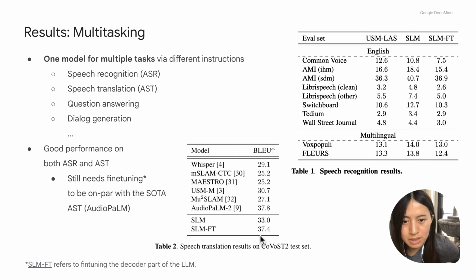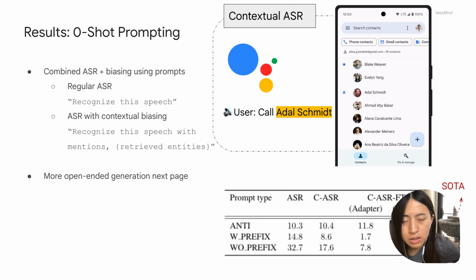We also show the Slm FT, which is fine-tuning the decoder part of the LLM. You can see that after fine-tuning, the model performance gets a boost, so that our Slm fine-tune achieved a similar performance as the state-of-the-art translation AudioPaLM. So next, our model not only shows the traditional conventional ASR or translation, but we can also instruct the model with zero-shot prompts, which the model has not seen during its training time.